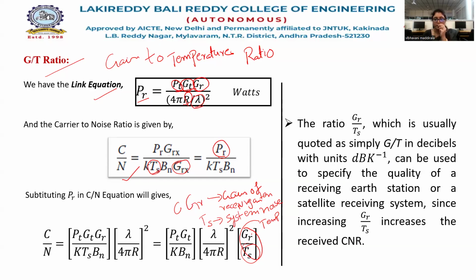So this particular term GR by TS is usually quoted as G by T in decibels and can be used to specify the quality of the receiving Earth station or satellite receiving system. Increasing this parameter GR by TS increases the C by N ratio. If the C by N ratio is increasing, we can say that the system is effectively working.